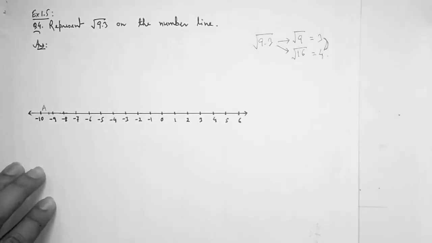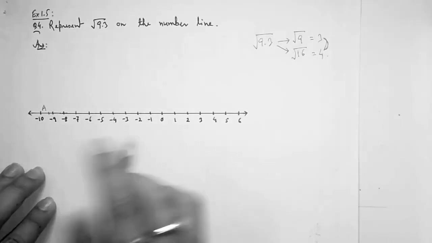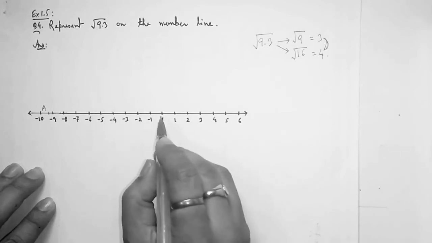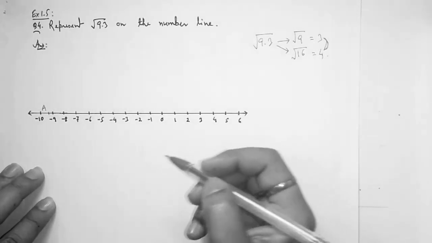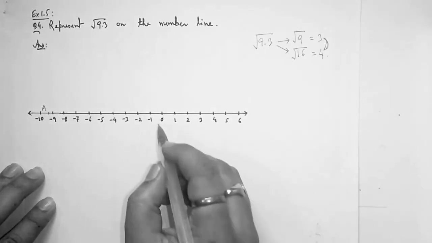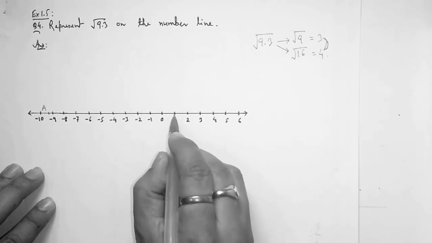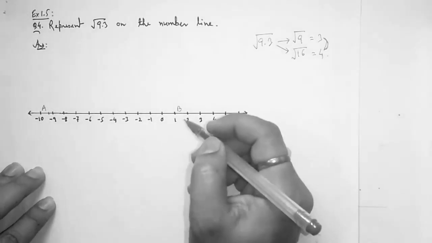Next step: as you have already taken minus 9.3 from 0, take 1 centimeter on the right of 0. On the right of 0 means from 0 to 1 centimeter. We are taking 1 centimeter as 1 unit here. From 0 to 1, you mark that particular point as B.